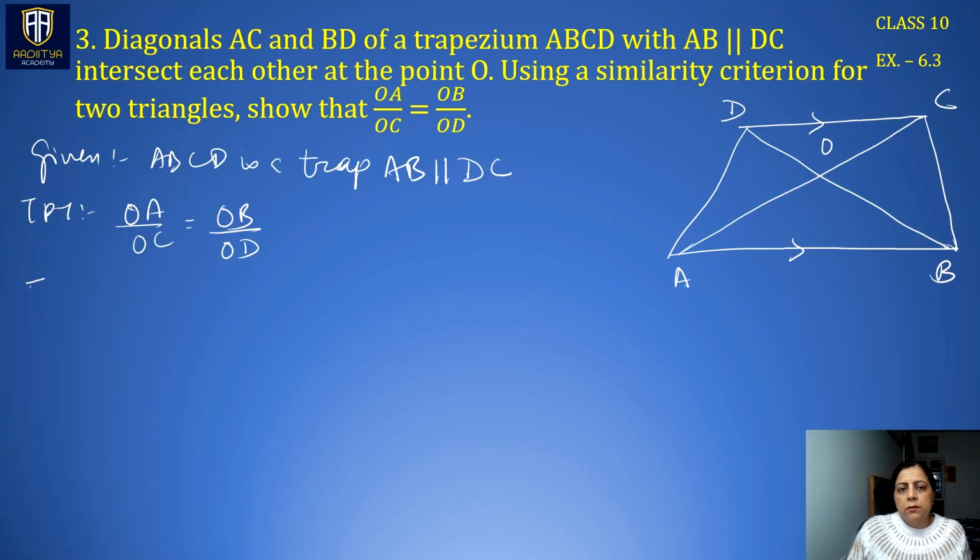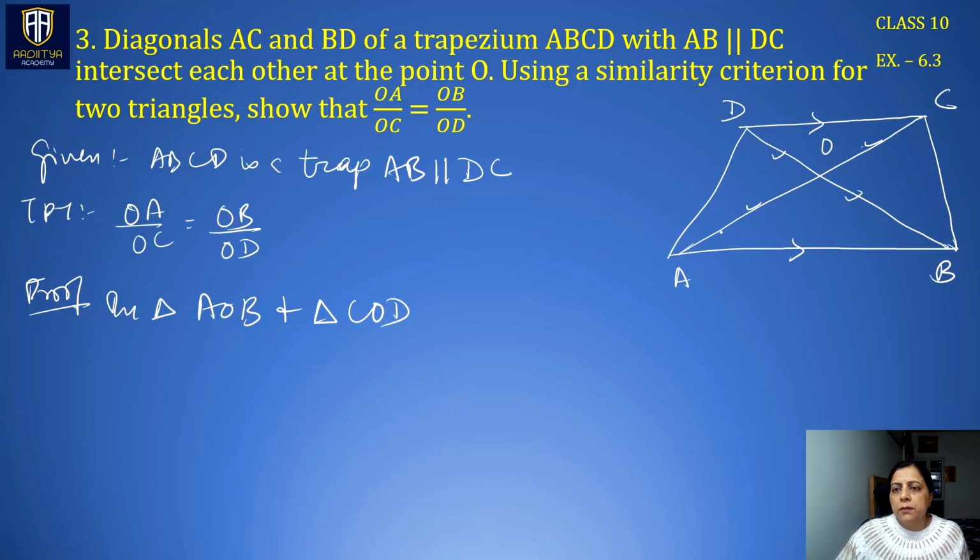So here comes the proof part. OA and OC, OB and OD occur in the triangles AOB and COD. In triangle AOB and triangle COD, see these sides are parallel, so we can use the concept of alternate angles here because AB is parallel to DC. Let us mark these angles as 1 and 2. It becomes easier to represent them.